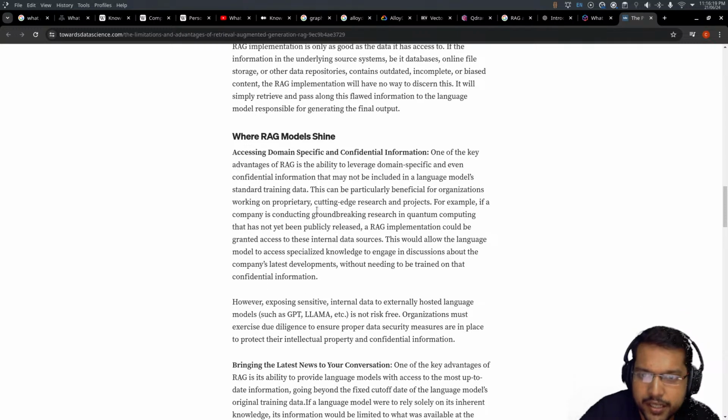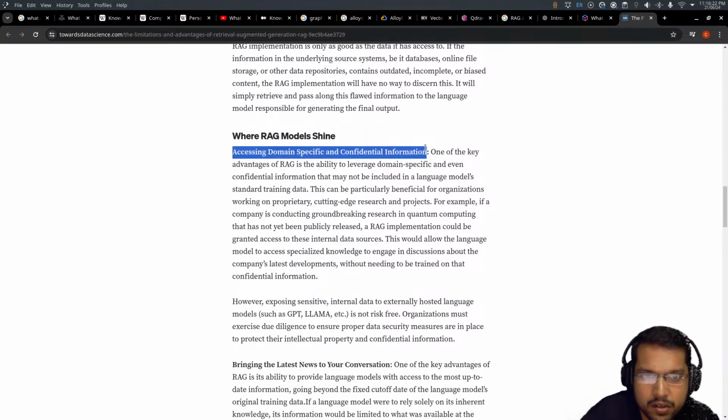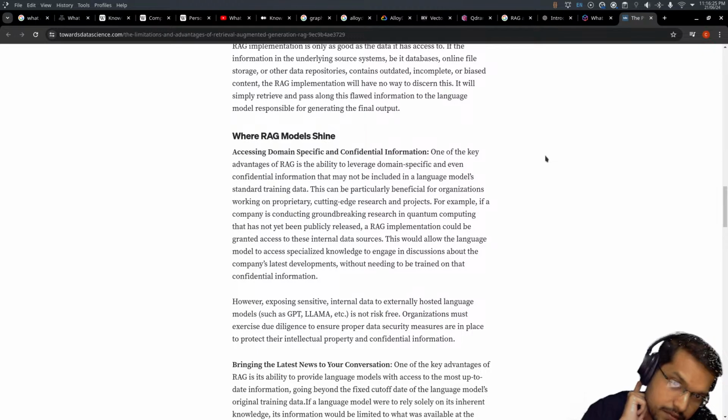Where RAG models shine. Yep. Accessing domain specific and confidential information.